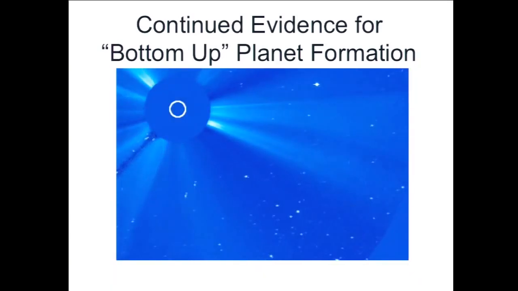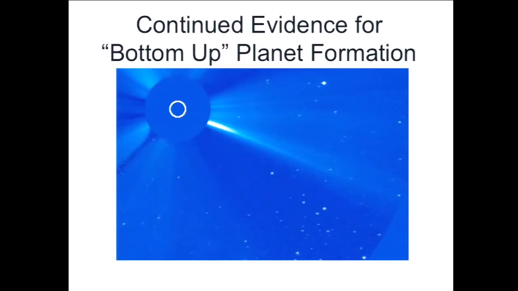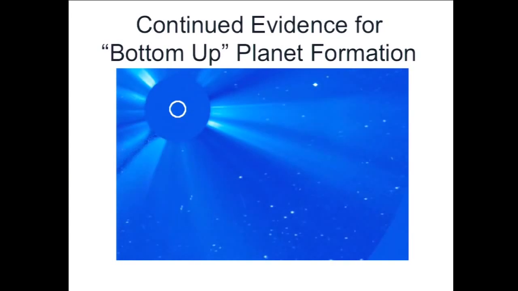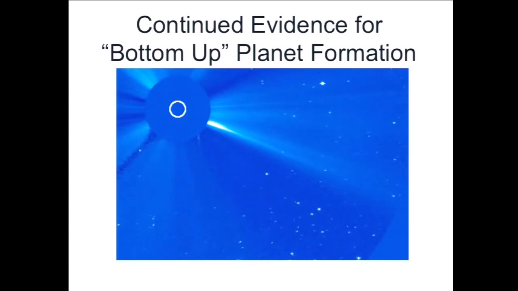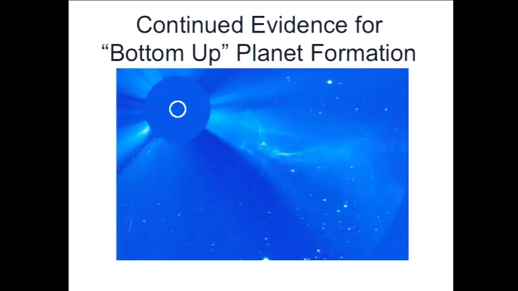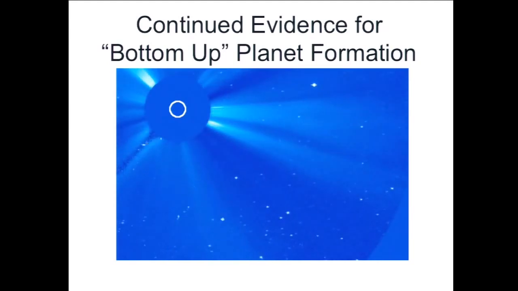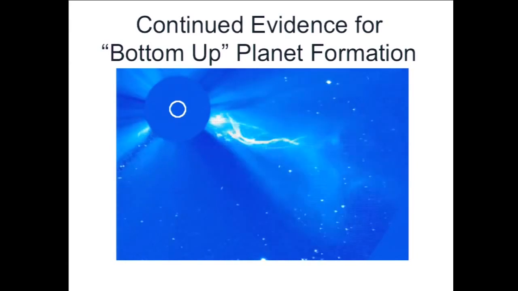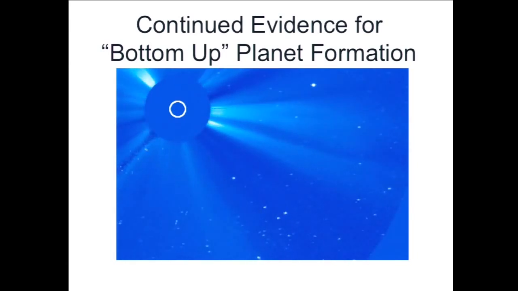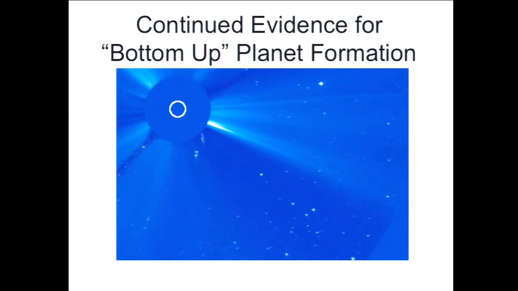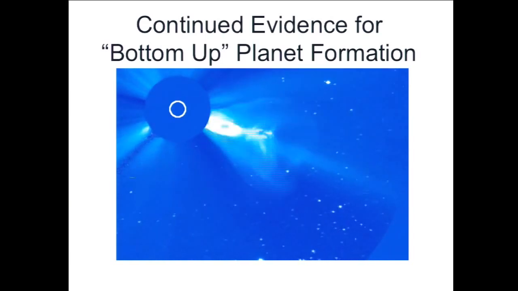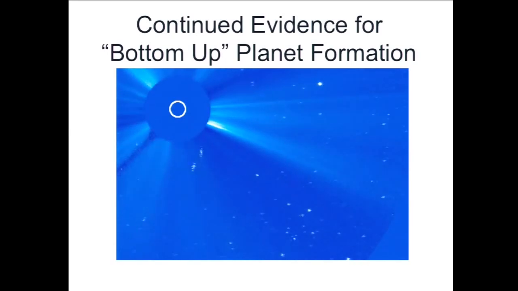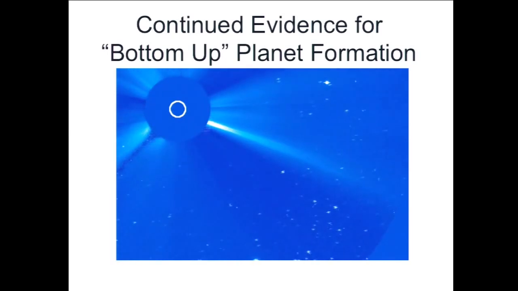Here's a movie of the sun. So the sun is here. The sun is blocked by this disk because it's so bright. We block the light from the sun to see things around it. Does anybody see anything neat happening? These are two comets. Two comets flying into the sun, getting burned up in the atmosphere of the sun. The sun is, in fact, still gobbling up asteroids and comets from its surroundings.